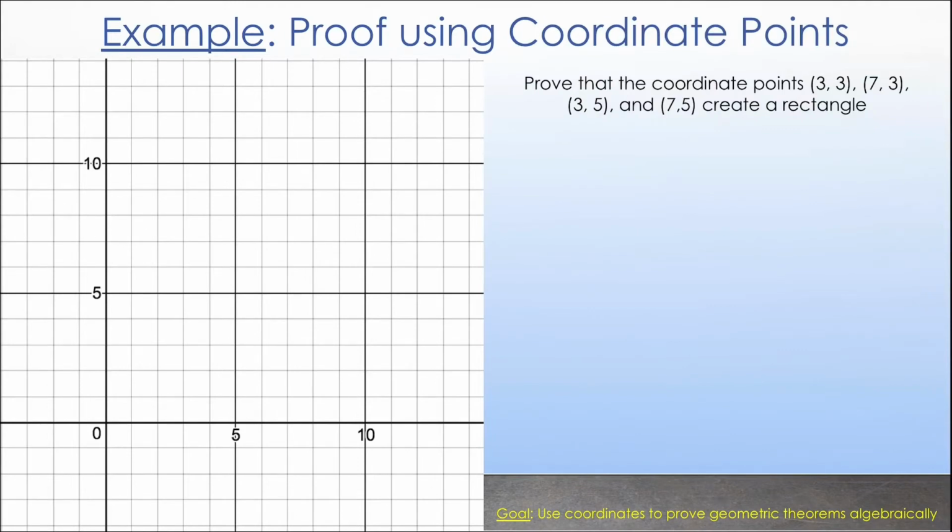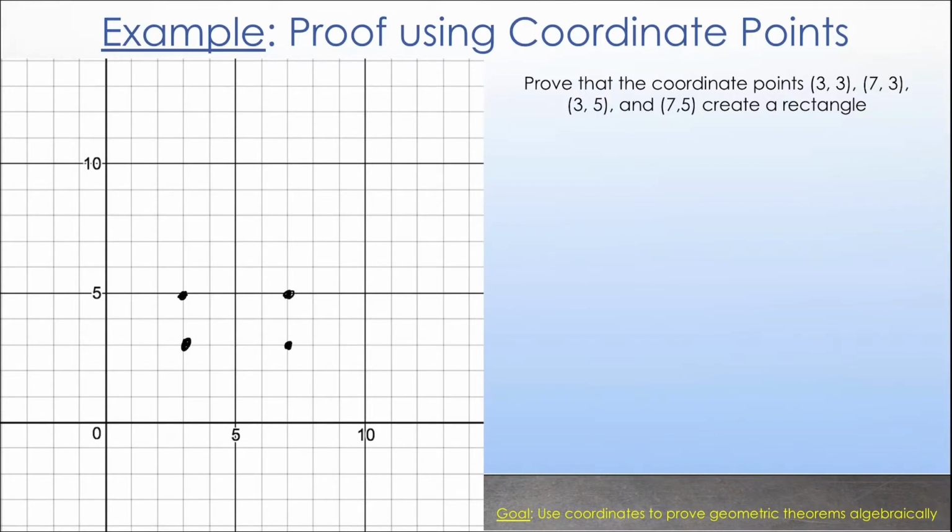It says, prove that the coordinate points (3, 3), (7, 3), (3, 5), and (7, 5) create a rectangle. We're going to mark all these points here. Not 3, 0; 3, 5. And you're saying, well, of course this is a rectangle, right? So we're saying prove that these points create a rectangle. That's pretty easy.